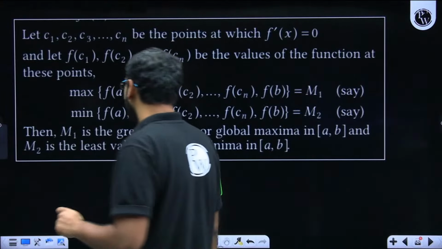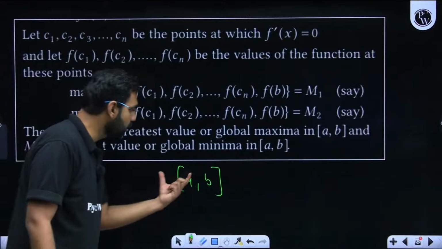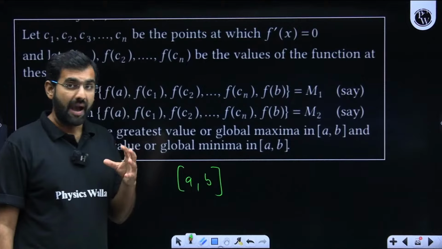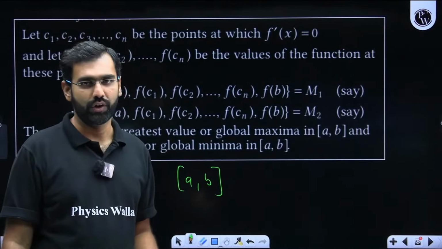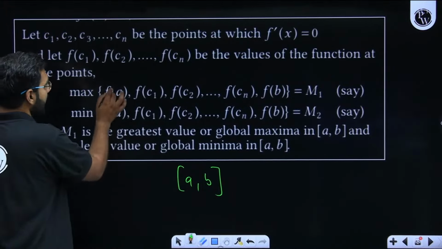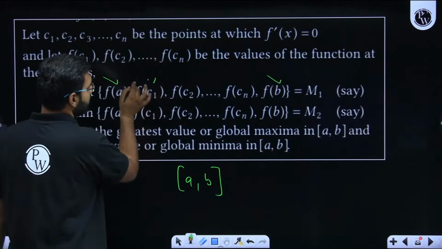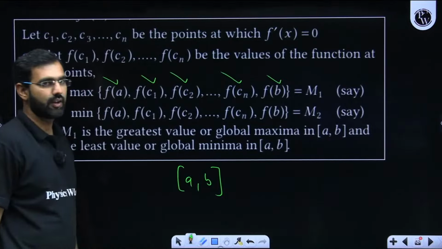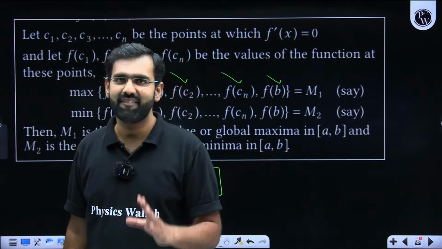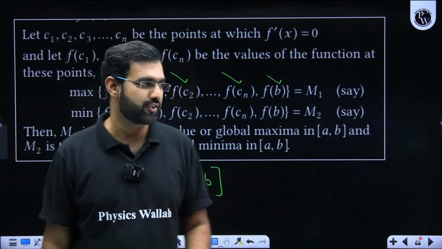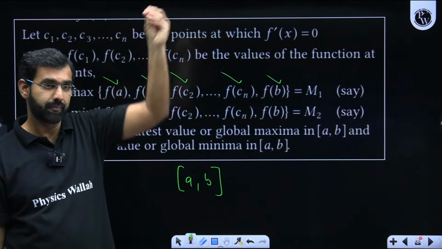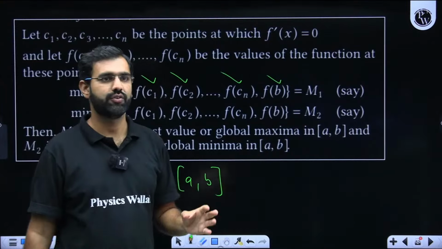Now from here, the next result is that let's say in the closed interval a to b, you're asked to figure out the maxima and minima, or sometimes the range of the function. So to find its global maxima and global minima, I'll find f of a, f of b, f of c1, f of c2, f of c3, f of cn. All of these are the critical points. So at all of these values, we check the value of the function. The maximum value out of these values is the global maxima. The minimum value out of these values is the global minima.